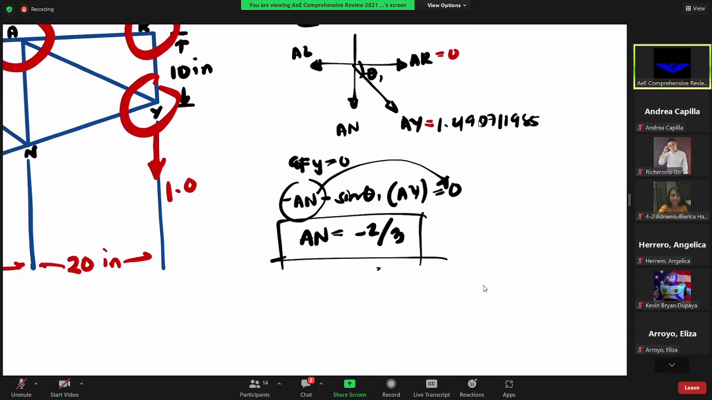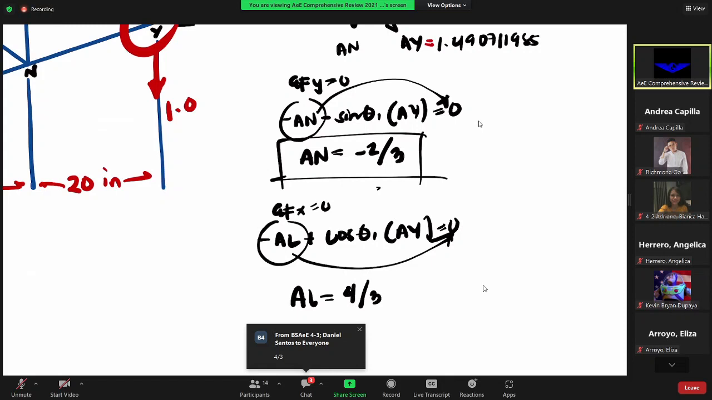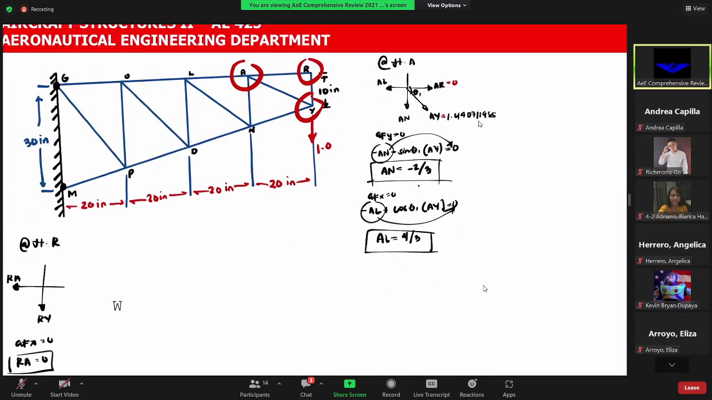And then, summation forces X is equal to 0, negative AL plus cosine theta sub 1 AY is equal to 0. So, hindi ko na isasama yung AR kasi 0 naman yon. So, transpose lang natin to sa kabilang side, guys. AL is equal to cosine store B times 1.490711985. That is 4/3. Okay, so 4/3. Next. Next joint, N.